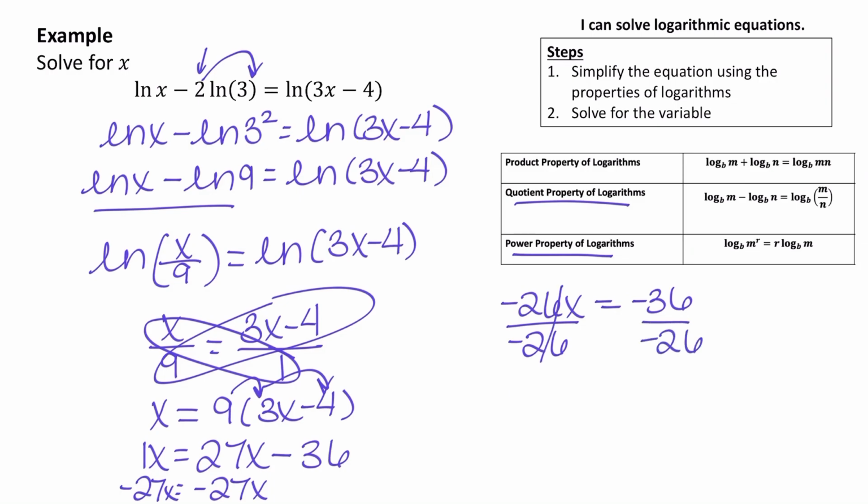And when I do that, I get x equals negative 36 over negative 26, which I'm going to now reduce. Notice that both these terms are divisible by 2, and I have a negative over the negative, so those negatives will cancel out. 36 divided by 2 is 18. 26 divided by 2 is 13. So that leaves me with x equals 18 over 13.